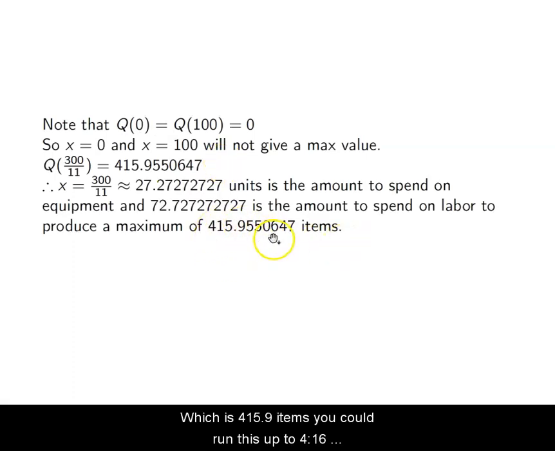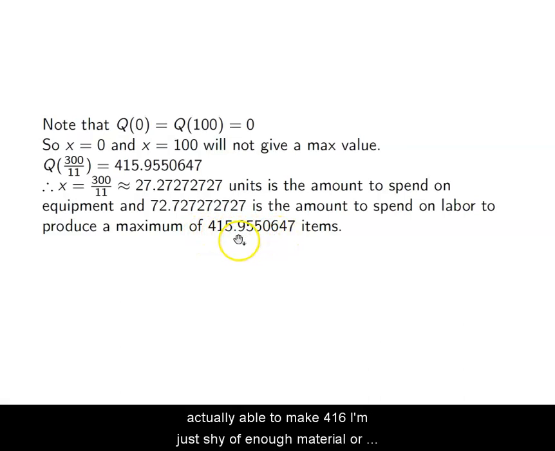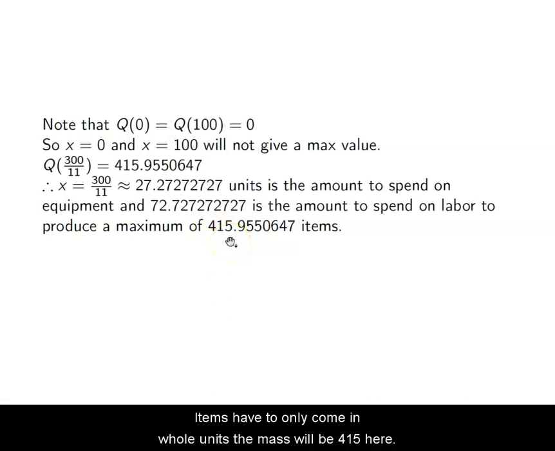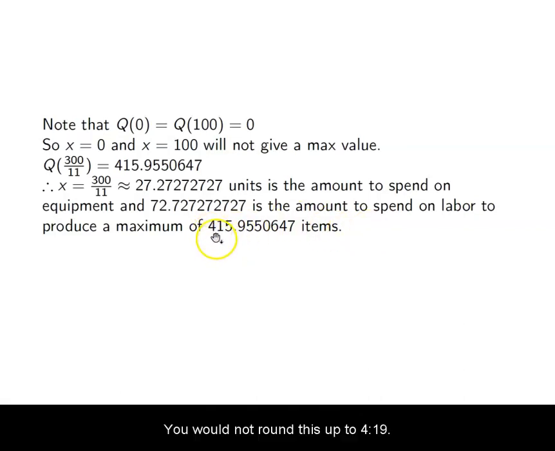You could round this up to 416, although technically speaking, if this is my maximum, I'm not actually able to make 416. I'm just shy of enough material or what have you to make 416. So actually, technically speaking, if my items can only come in whole units, the max would be 415 here. You would not round this up to 416.